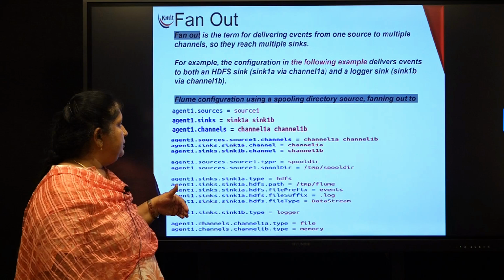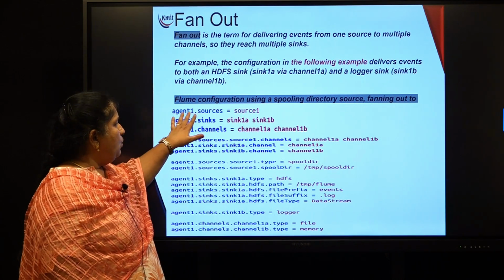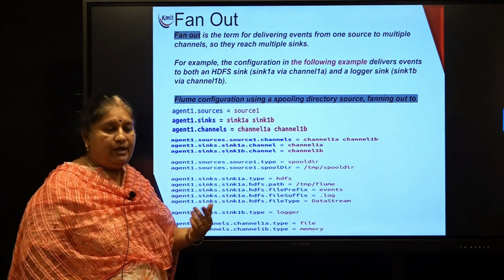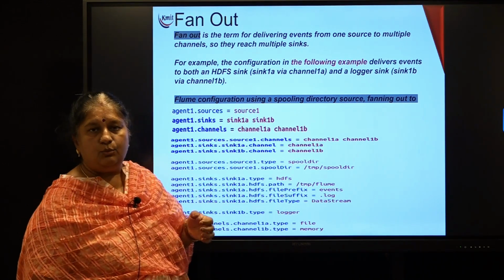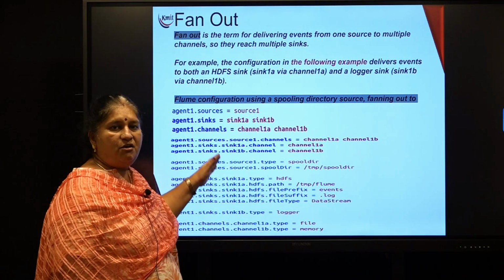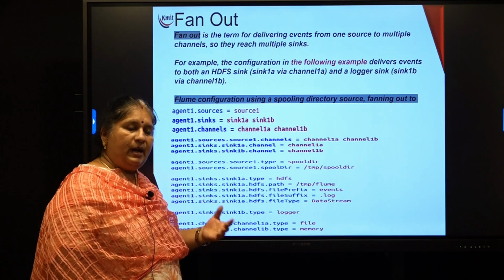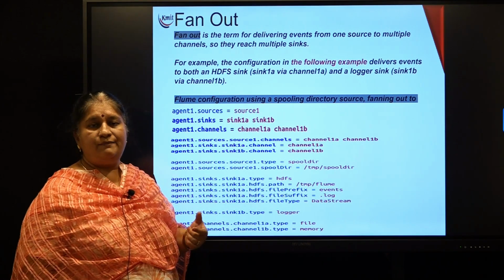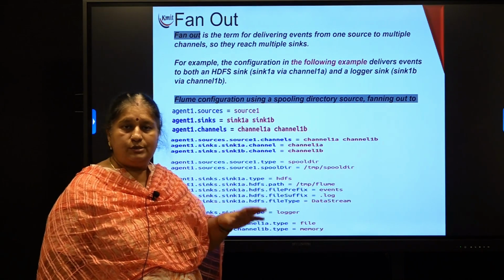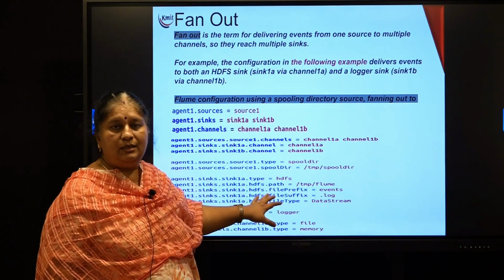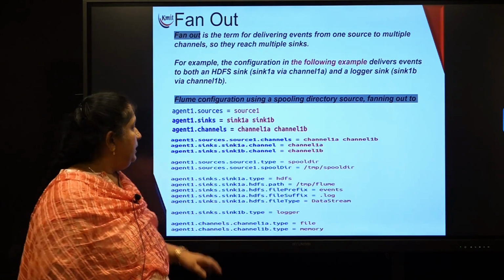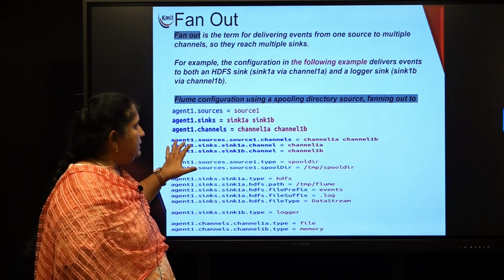So if you go through this one, agent1.sources equals source1. Whenever you are writing a Flume script, it won't be like a regular program. It will always be about setting configuration parameters. As part of your lab exercise also, you have to write the Flume script for spooling a directory. You are supposed to write all these parameters. That would be your lab answer, the lab practical for Flume. So how do I write these?